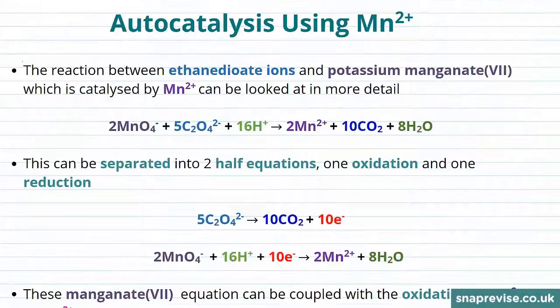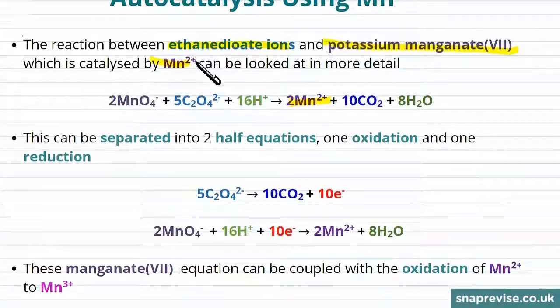So now let's look a bit closer at the reaction between ethanedioate ions and potassium manganate(VII) ions. We've seen the overall equation, and that one of the products, the manganese 2+ ions, is then going to be acting as a catalyst for the rest of the reaction.